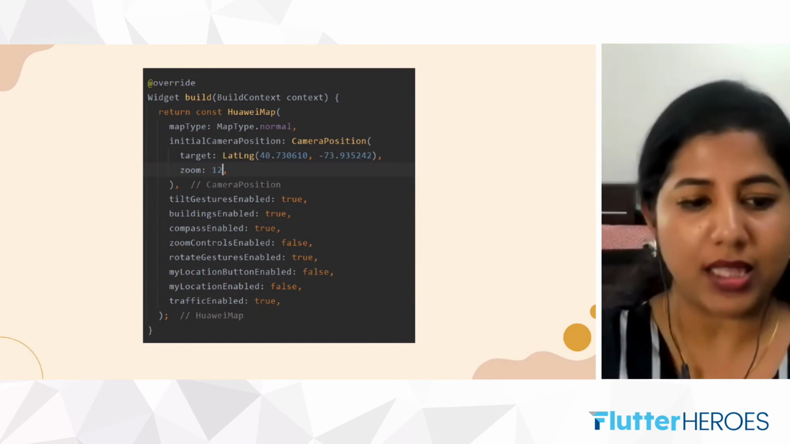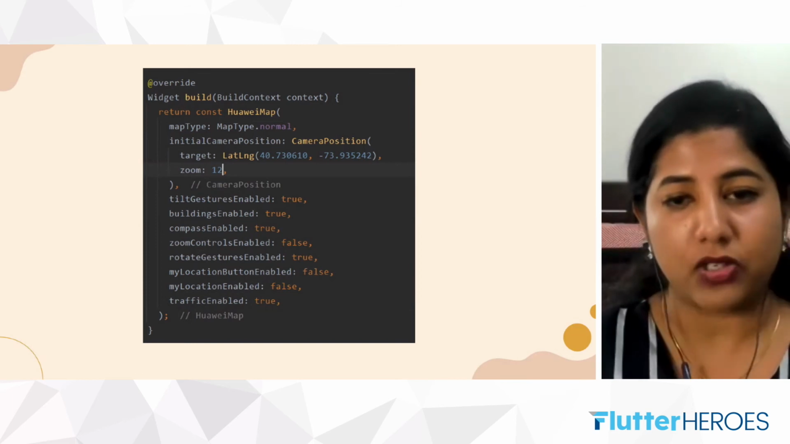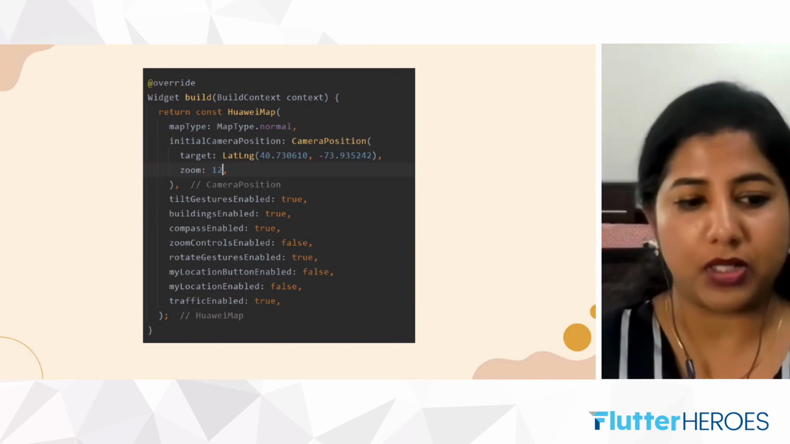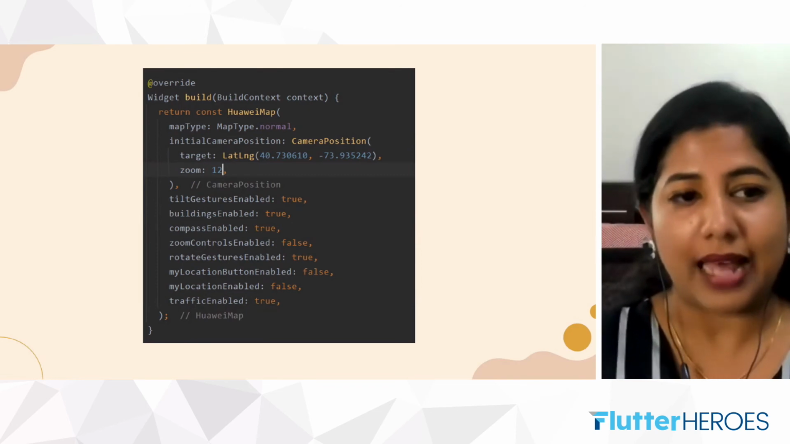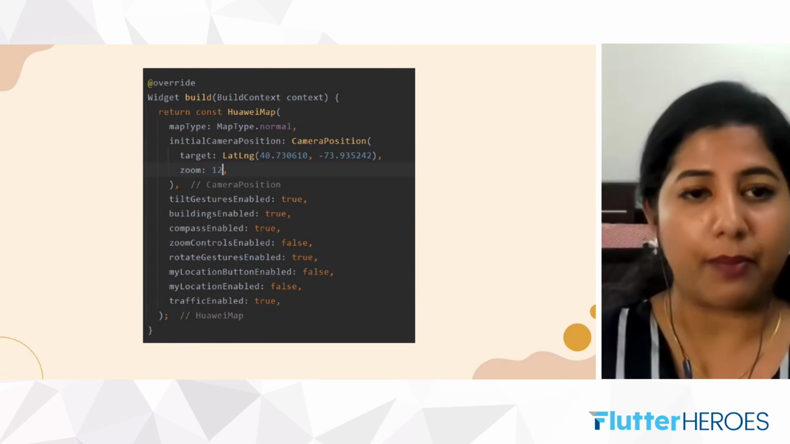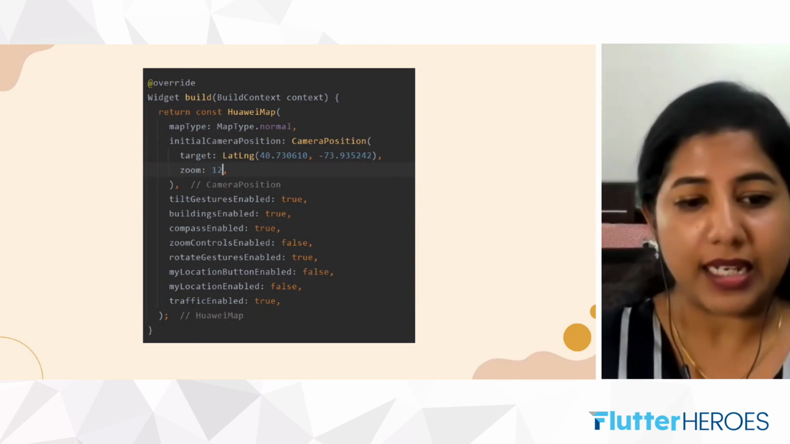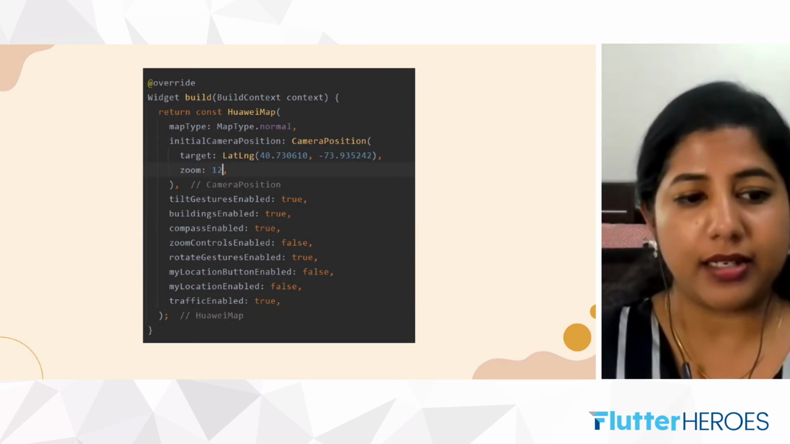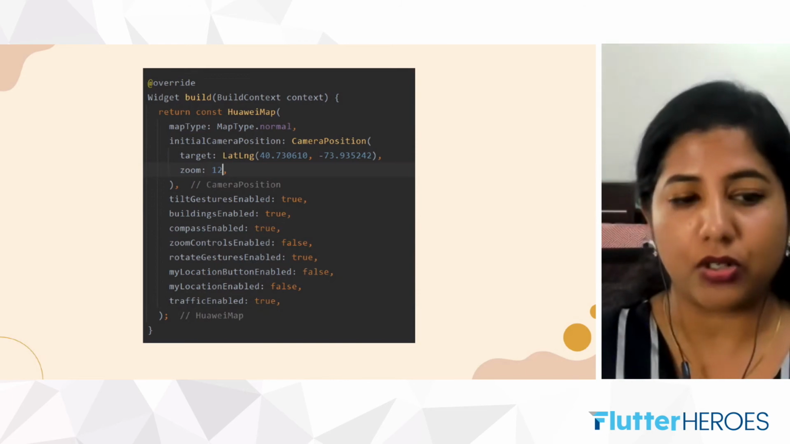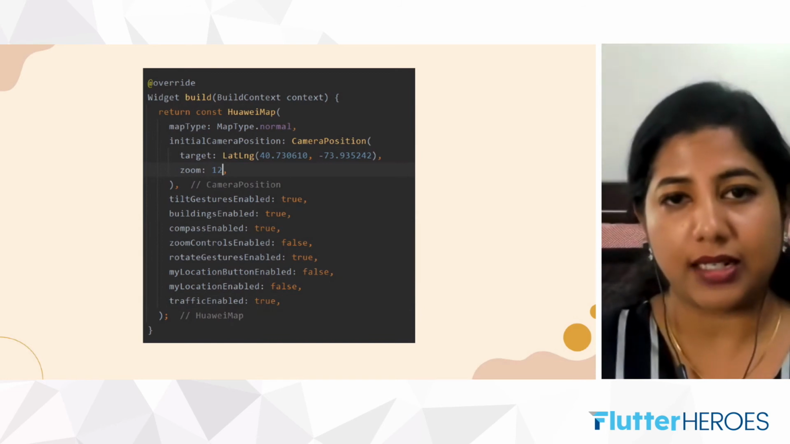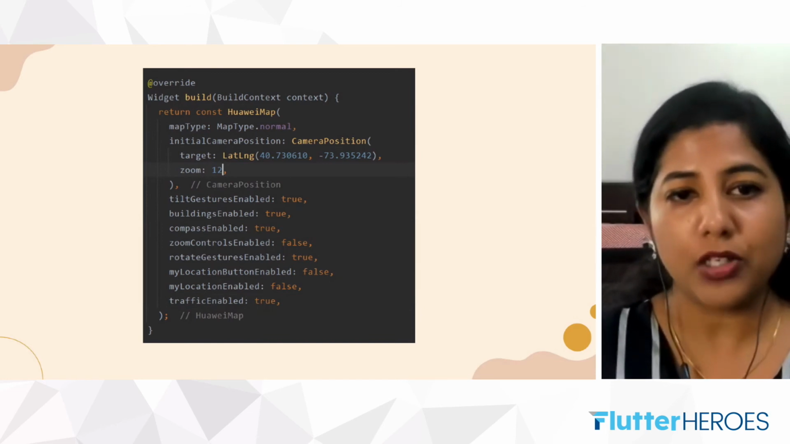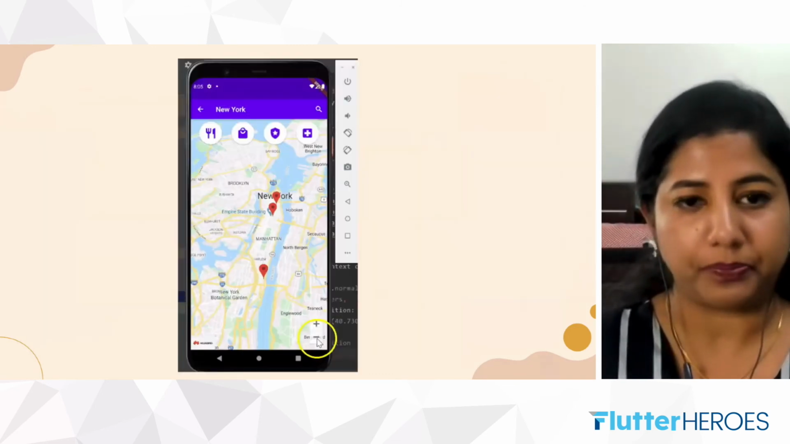Now to explain what these attributes are: tilt gesture enabled. Very important, it really looks attractive when you're trying to zoom into a particular position. Buildings enabled. I'm going to show you in a minute how this looks. Rather than the old style satellite kind of map, buildings enabled indicates the 3D building layer, and there are also compass, zoom, and rotate controls. Who wouldn't want to have a map like this? And there is also a traffic status layer, which could be added. Once you explore the Huawei Map API, you get to know all these attributes.